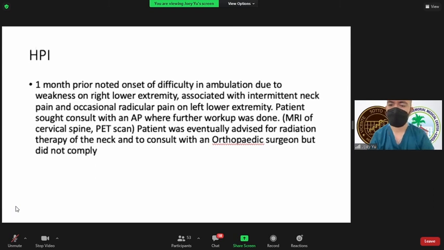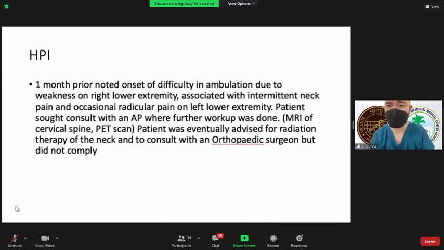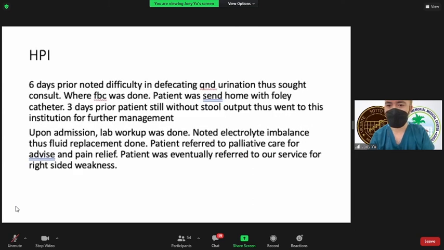So 1 month prior to admission, noted onset of difficulty in ambulation due to weakness of the right lower extremity, associated with intermittent neck pain and occasional radicular pain on the left lower extremity. So patient sought consult with an AP where further workup was done. Patient was eventually advised for radiation therapy of the neck and to consult with an orthopedic surgeon, but also did not comply. 6 days prior, noted difficulty in defecating and urination, thus the patient sought consult.